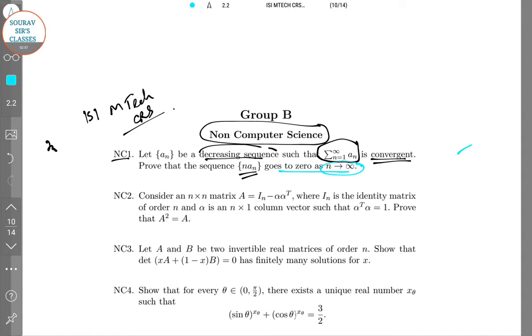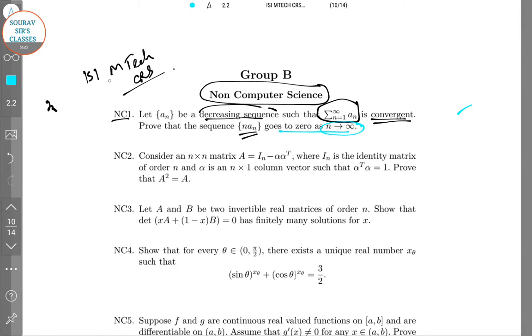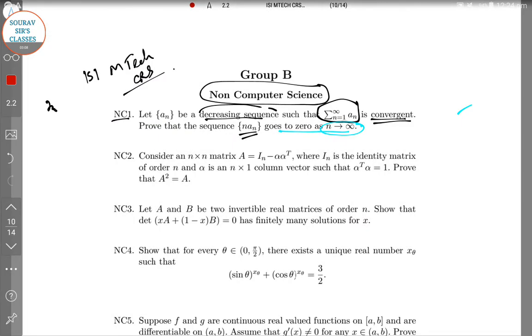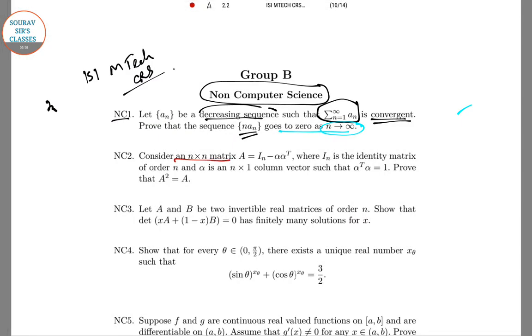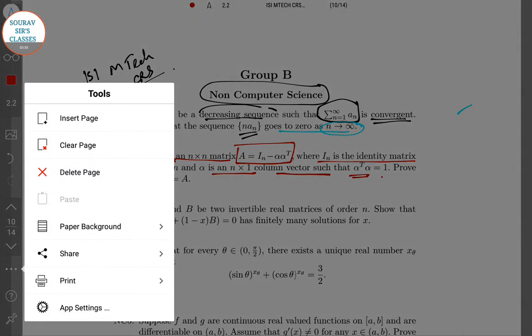Now, the next question is, consider an n into n matrix where A equals I_n minus alpha alpha^t, where I_n is the identity matrix of nth order and alpha is an n into 1 column vector, such that alpha^t alpha equals 1. So we need to prove that A square equals A. Under these circumstances, we insert a page.